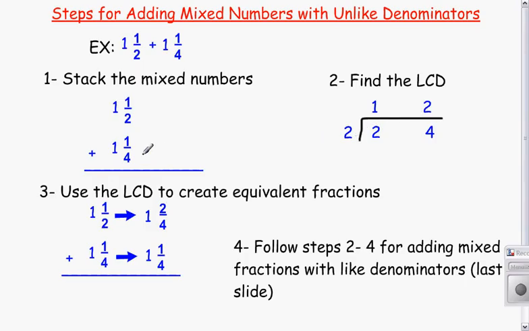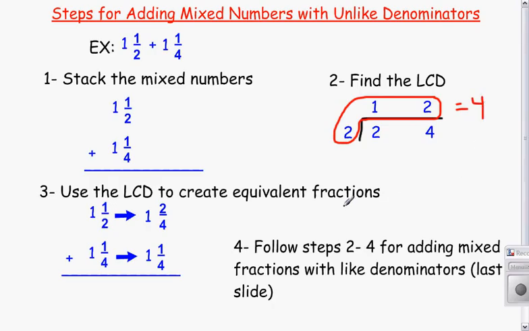Our second step is to find the least common denominator. We do that because we want to create equivalent fractions to 1/2 and 1/4, just like we wanted to do as if the fractions were alone. So I find the least common denominator by using the cake method. To find the least common multiple, I multiply everything together. 2 times 1 times 2 gives me an answer of 4.